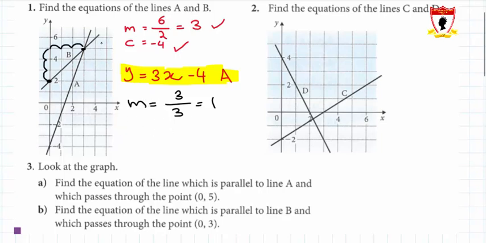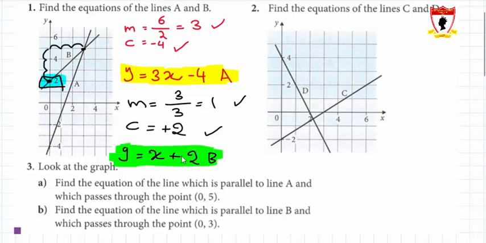Now, where does line B cross the y-axis? Well, line B crosses the y-axis at 2. It means the value of C is positive 2. Now we have the gradient, we have C, we can write the equation. The equation is like this: y equals the gradient, which is 1x, it's better to just write x plus 2. Now we got the equation of line B.